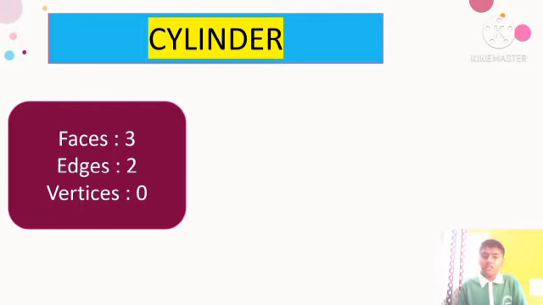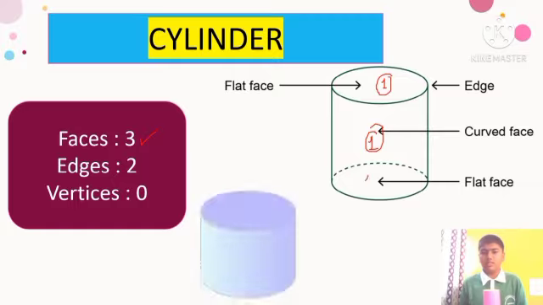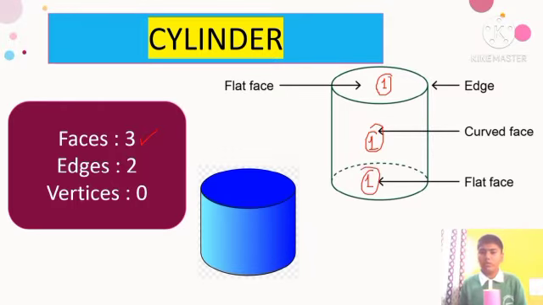Faces in a cylinder: there are three faces. Here, I have a model. This is one face, this is the second face, and this is the third face. So, three faces. Here also we can see this is the first face, the whole curved face is another one, and this bottom face is one. So, three.